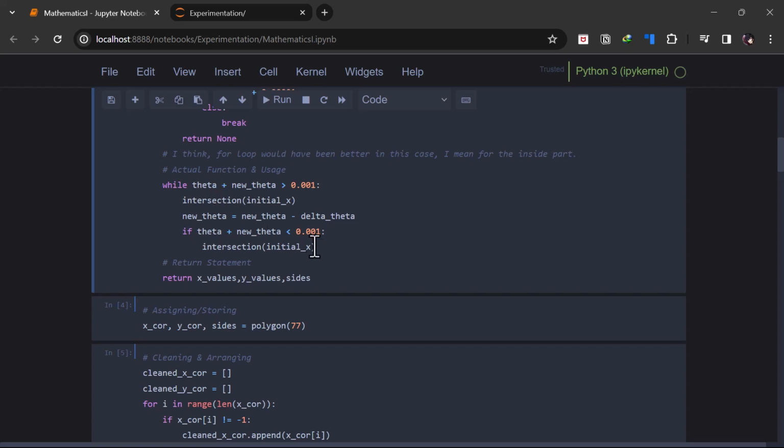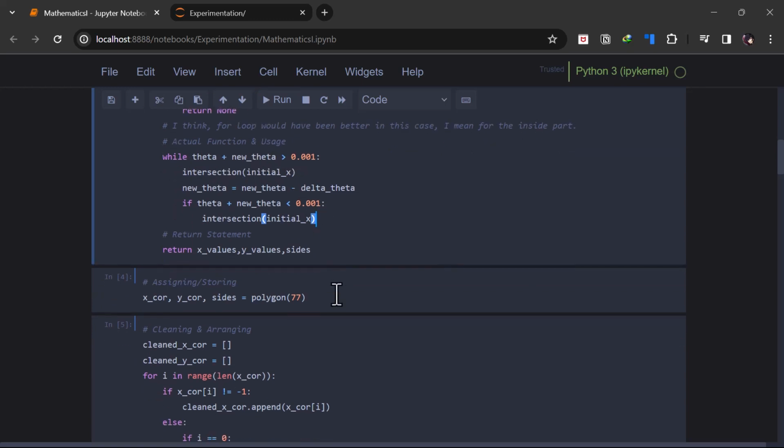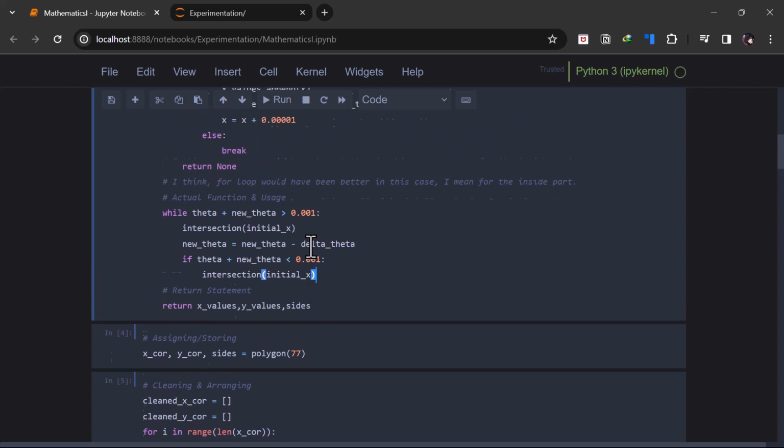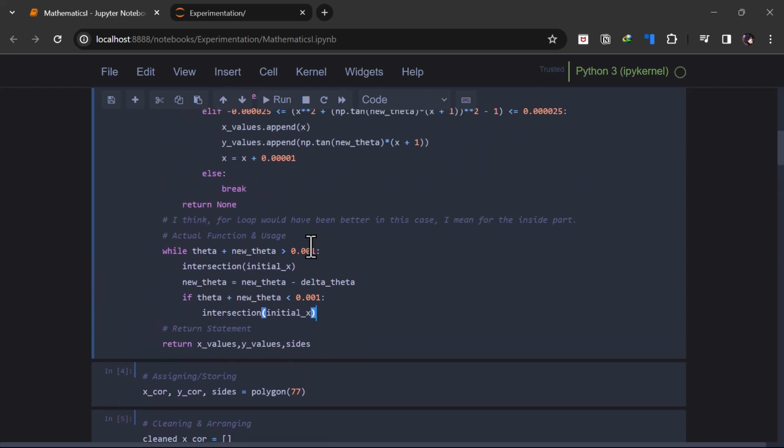So I am doing it here explicitly, because after this calculation, when our computer checks the condition and it becomes false, the loop will stop and this call will not be made. The intersection call will not be made. Now again, return the x and y values after all of the things that we have done.